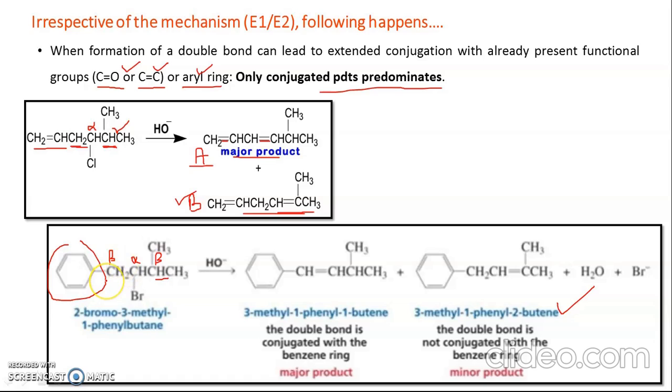But if you are removing any of these two hydrogens on the other side, you will get this product. So obviously, as in the first product the double bond is in conjugation with the aryl ring, it will be the major product. But here there is no such conjugation possible, so that is why it is the minor product. Fine. So in the first example, in the starting material, we already have a CC double bond. In the second example, in the starting material, we already have an aryl ring. So that is why the question of conjugation is arising.